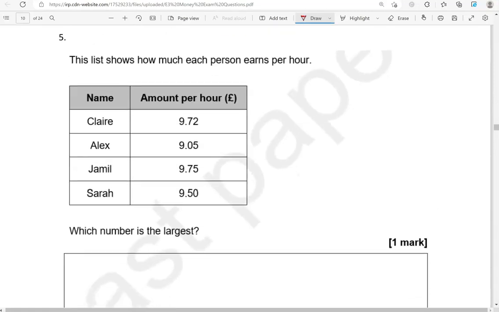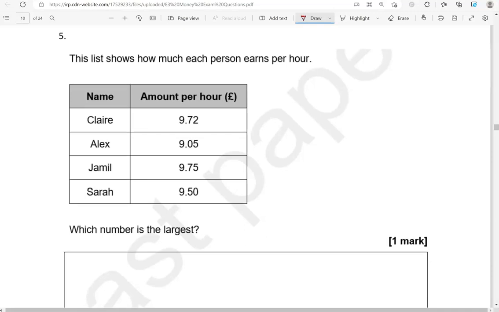This list shows how much each person earns per hour, that is, in a company. We've got Claire, £9.72 per hour, Alex, £9.05 per hour, Jamil, £9.75 per hour, Sarah, £9.50 per hour. Which number is the largest? So they all get over £9.